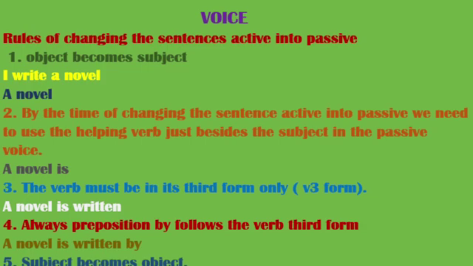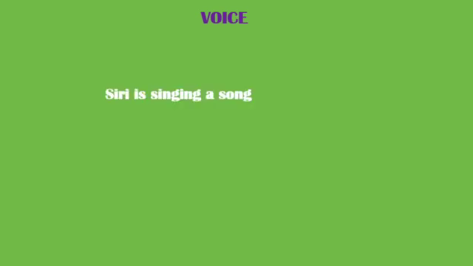Okay, and let's see one more example. Siri is singing a song. So Siri is singing a song is a sentence. Now we have to transform the sentence into passive voice. But before transforming the sentence, the first thing is that we have to find whether the sentence is in active voice or passive voice.